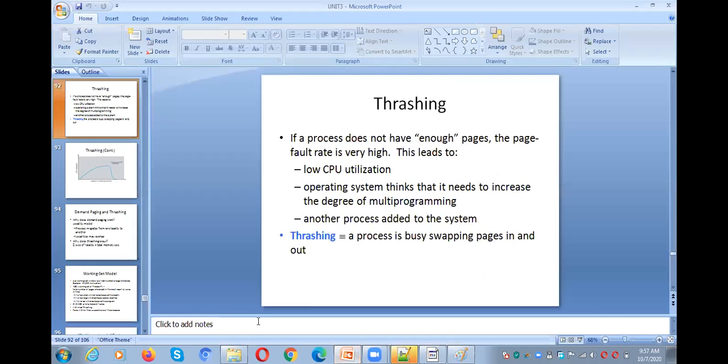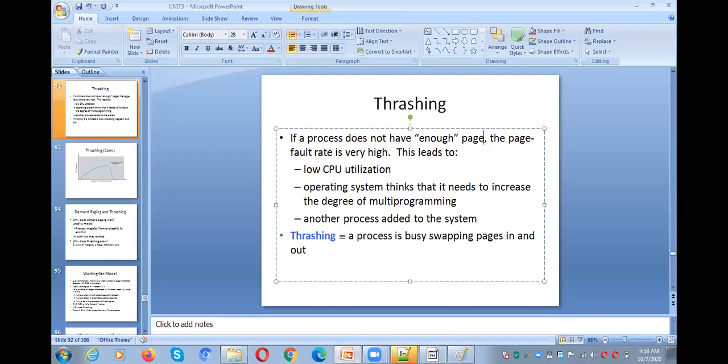I think you have enough knowledge about thrashing. So this information is enough for you to understand. If a process does not have enough frames, that means it does not have enough pages in the main memory, right? The process cannot keep the required pages in the main memory. That means it does not have enough frames. It indicates that the page fault rate is high. If the page fault rate is high, CPU utilization is low. The operating system thinks that it needs to increase the degree of multi-programming.